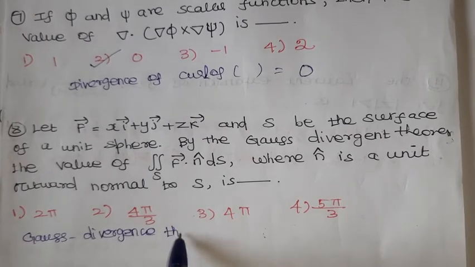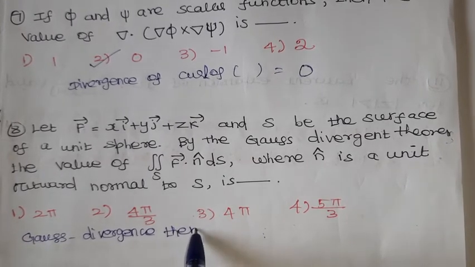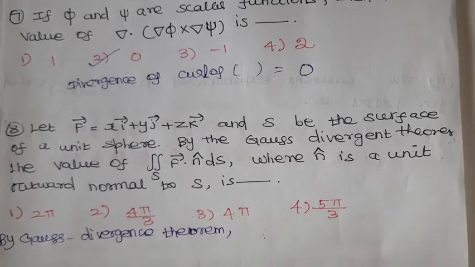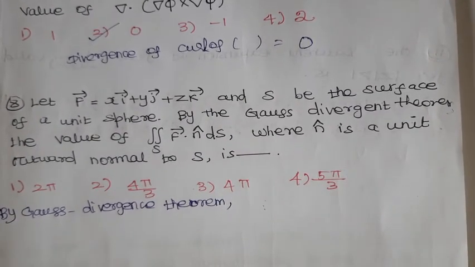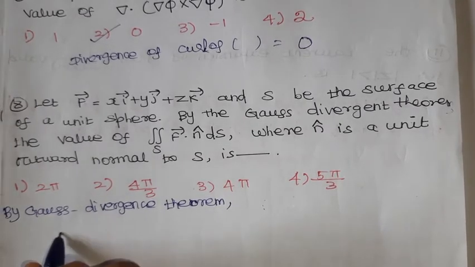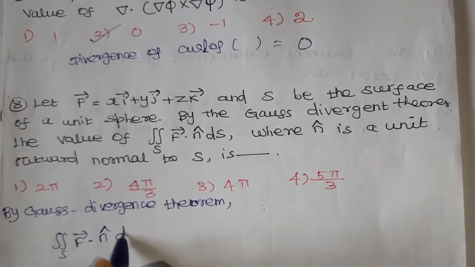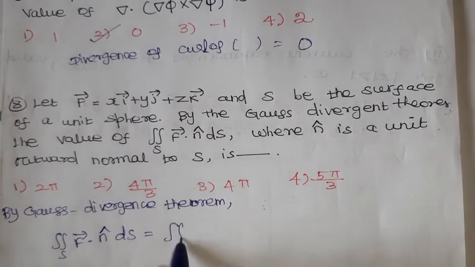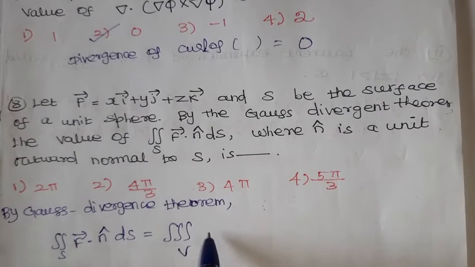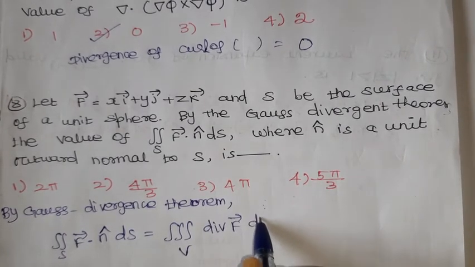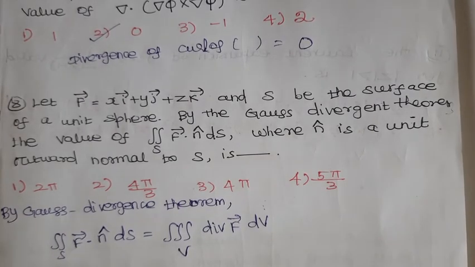The divergence theorem relates the surface integral with what? By the Gauss divergence theorem, the surface integral is related to the volume integral. So the double integral over S of the field, over a surface enclosing a volume, is equal to the integral of the divergence of that field over the volume enclosed.